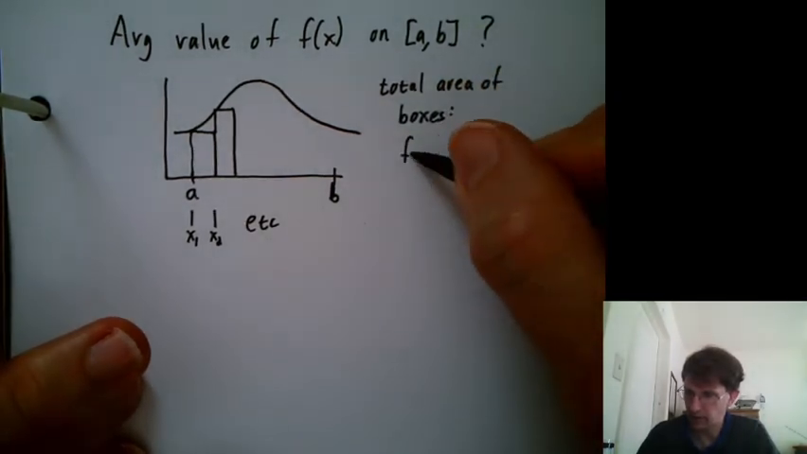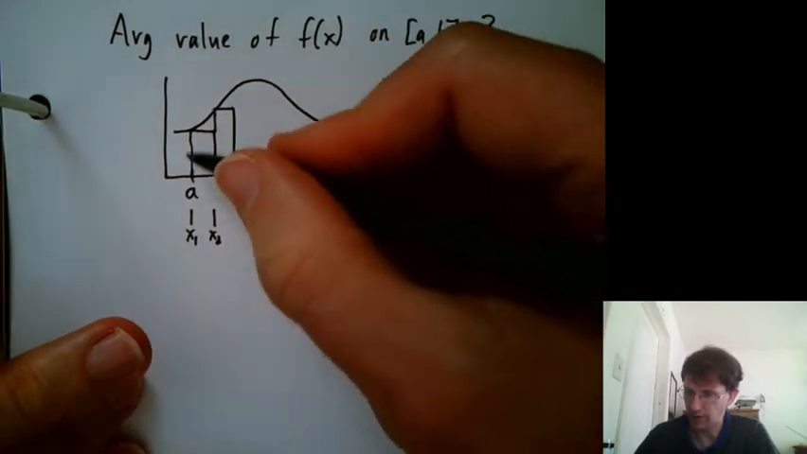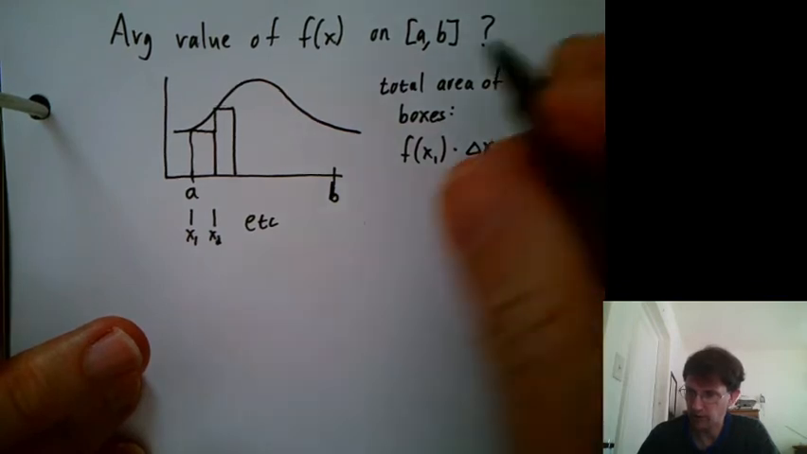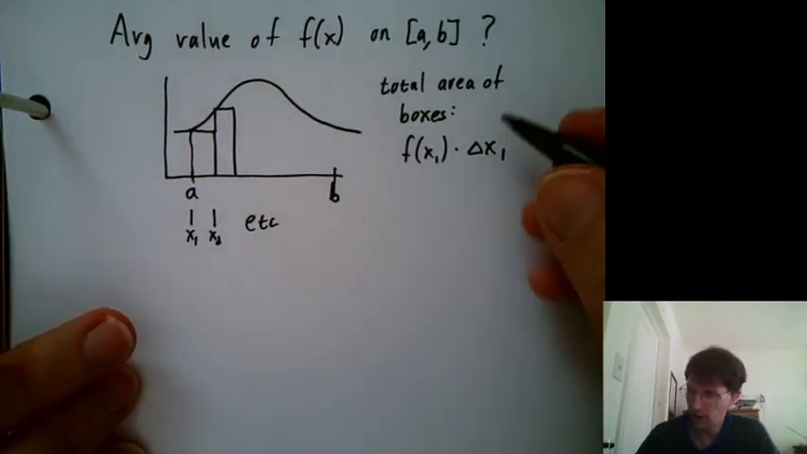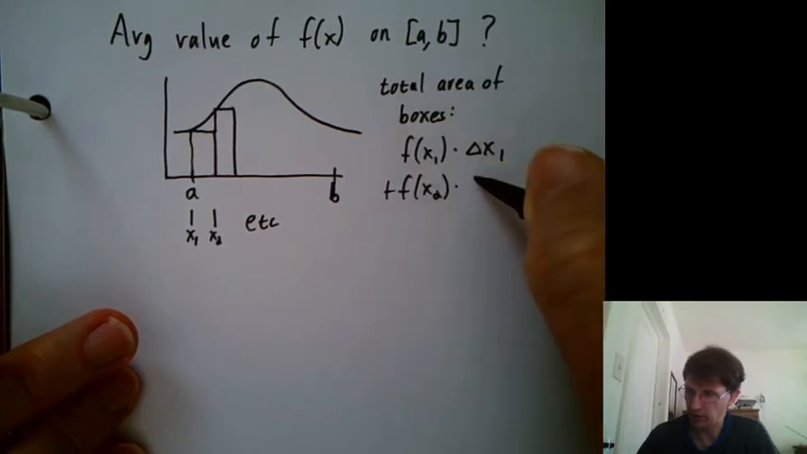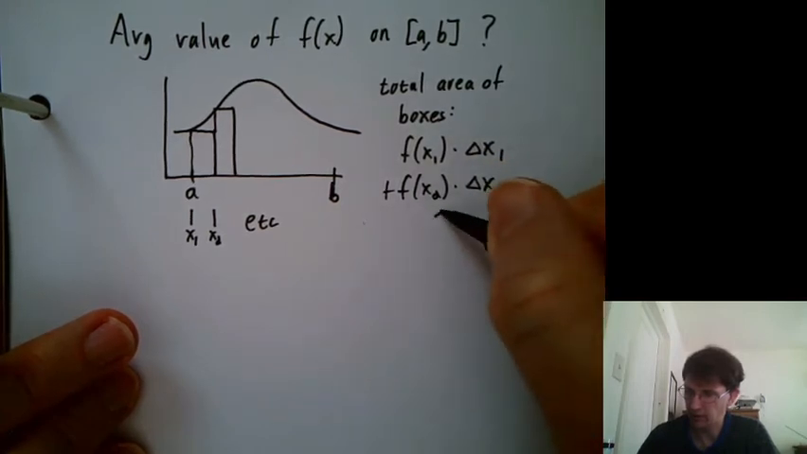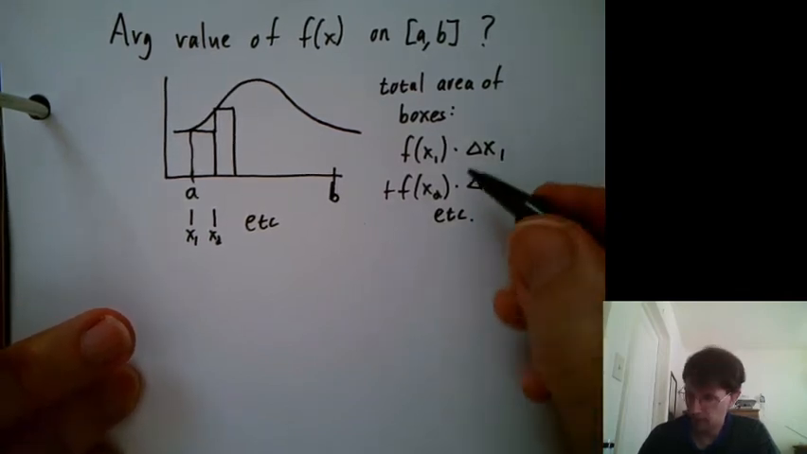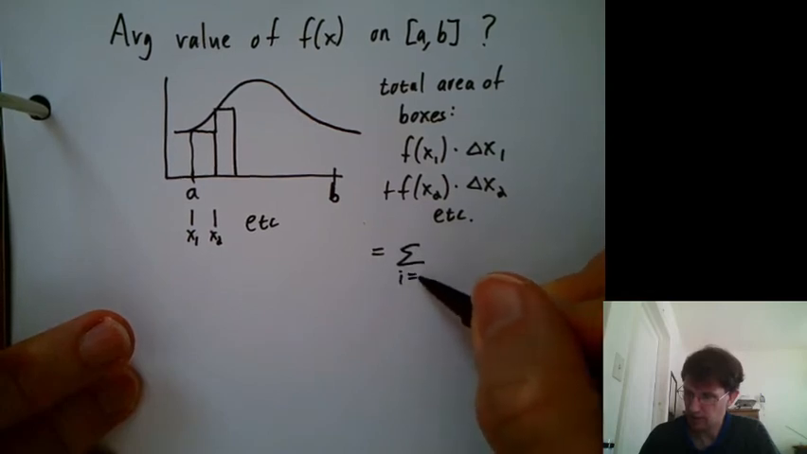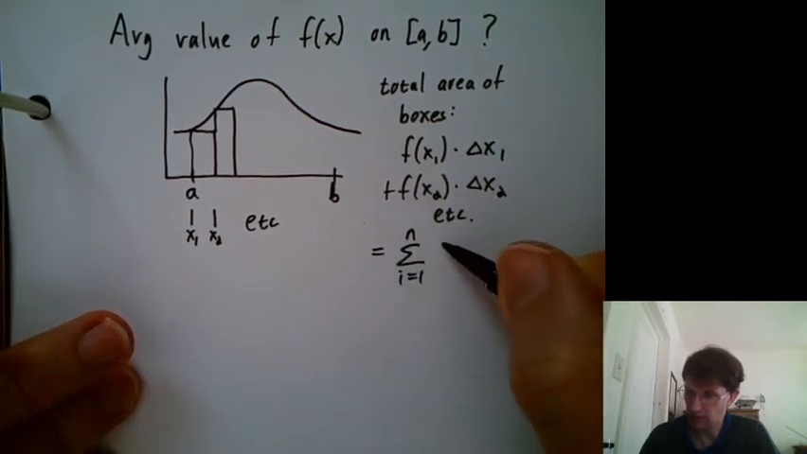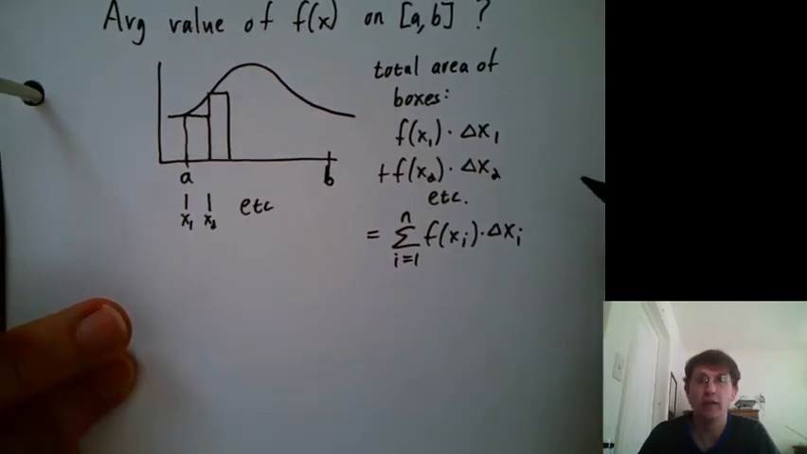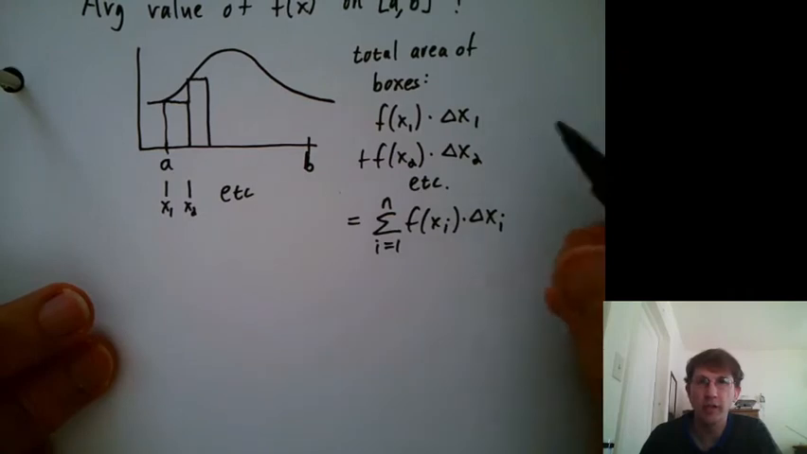You could say it's f of x1, that's the height of that box, times delta x1, which is x2 minus x1, plus f of x2 times delta x2, etc. We could write all that in summation notation, say starting at i equals 1 going to n, f of xi times delta xi. Hopefully this is looking a little familiar.